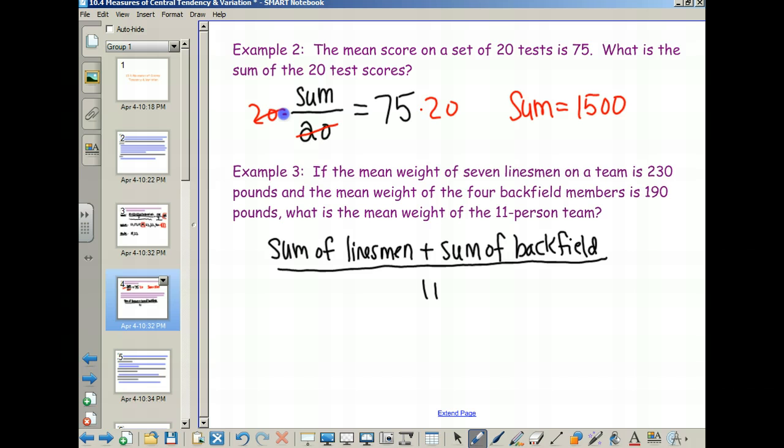What I really end up doing is I take their average times how many of them there are. So the average weight for the linemen is 230, and there are 7 linemen. And I take the average weight of the backfield members, which is 190, and I take the number that there are, and this is 4. Add those and I divide by 11.